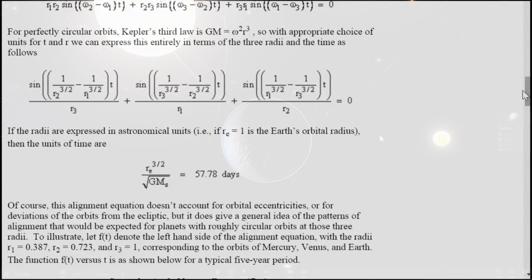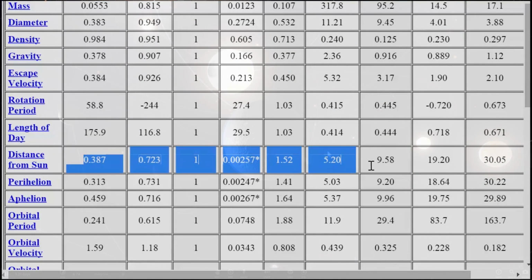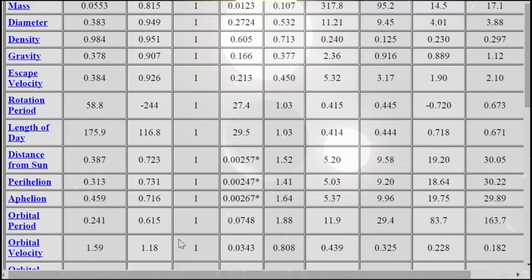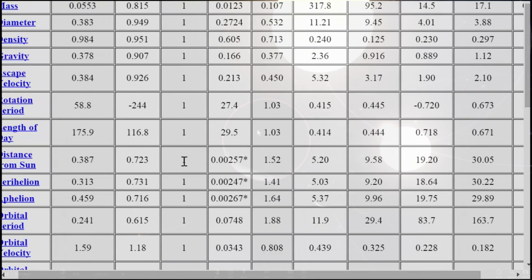Now, there's an explanation for why we can rewrite this. If you want to read this, it's on the website that I provided. But what we're going to do is try to graph this, and we're going to use various values of r. So if you go to NASA's website, and there's a website I provided in the link as well, it shows you the distance from the sun for every single planet, including Pluto, which is no longer a planet. So here it shows you, in comparison to Earth, what the actual distance of other objects is.